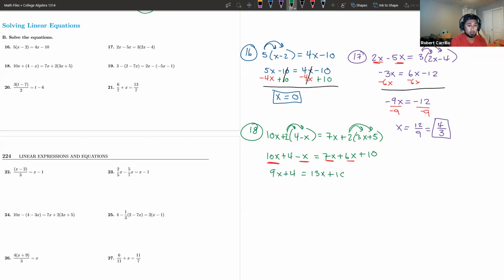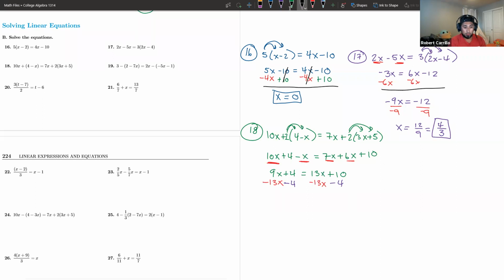13x plus 10. Okay. And now we need to have x on one side, the numbers on the other. So what I'm going to do is move this 13 to the left, move that 4 to the right. And I'm going to say minus 13x, minus 13x. In the same move, I'm going to do minus 4, minus 4.